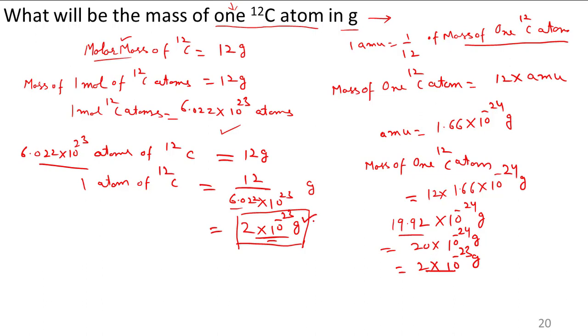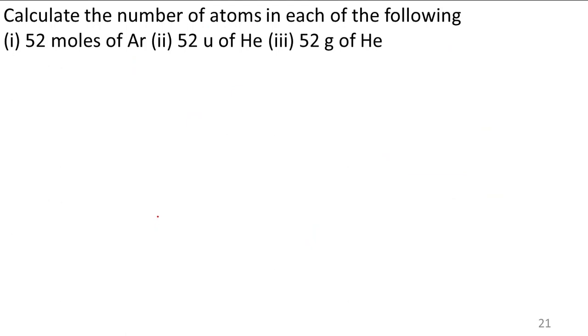So the answer is always the same. Whether you do it by this method or this method, the answer will be the same. Now let us move to our next numerical, which is the last numerical of today. Calculate the number of atoms in each of the following. First thing is 52 moles of argon.